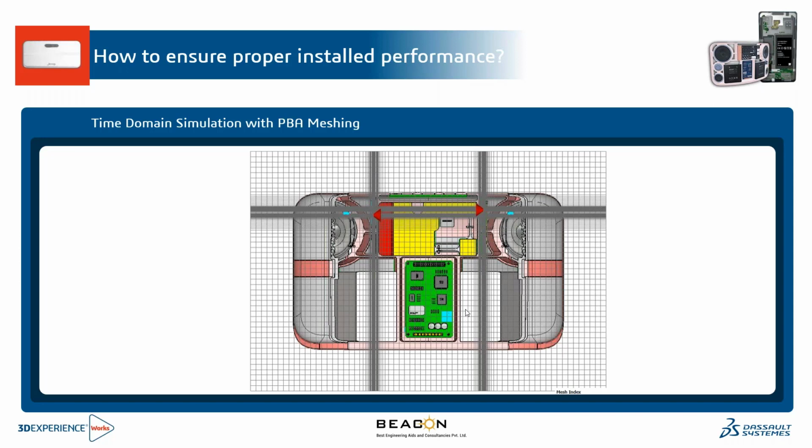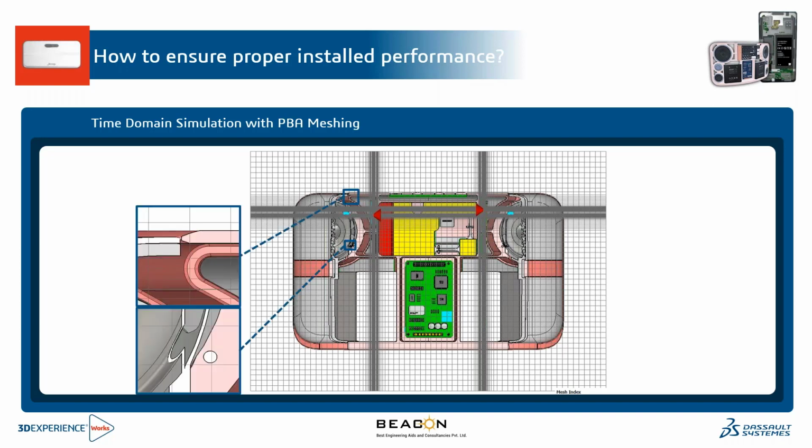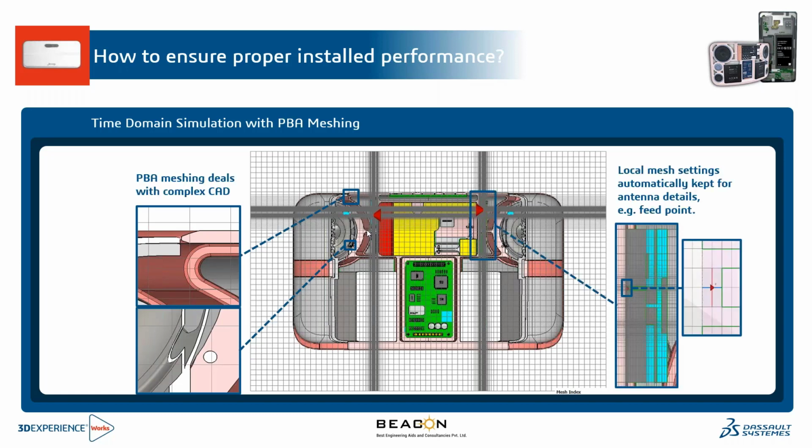And here within CST Studio Suite time domain solver, we are making use of PBA meshing. So here you can see if there are any complex structures, it will help us to provide a better meshing. That is, PBA deals with very complex CAD, and also if we are doing any local meshing, like with respect to the antenna feed points or any kind of antenna details, we can provide the finer meshing and get the analysis done by minimizing the number of mesh cells, so that the time taken to run the analysis will also improve.